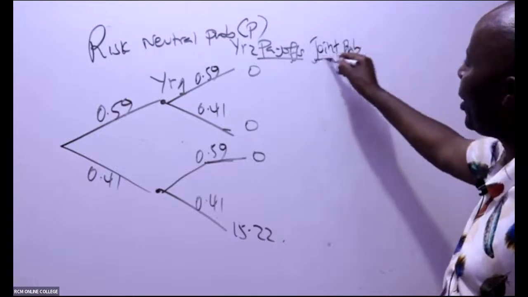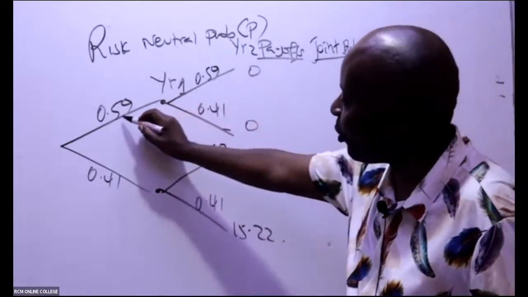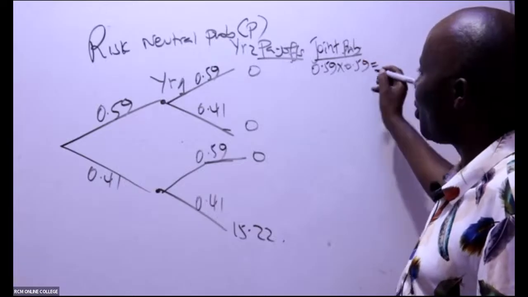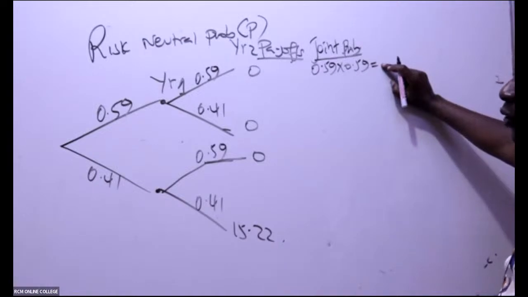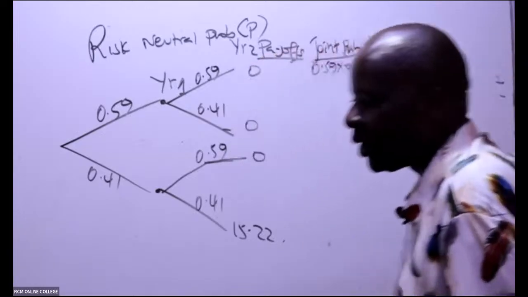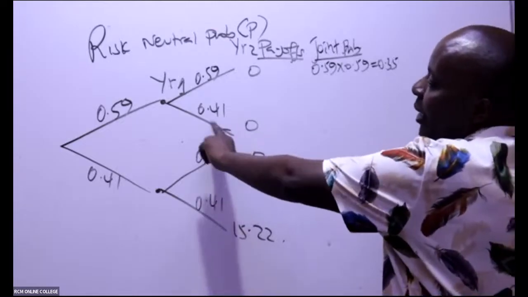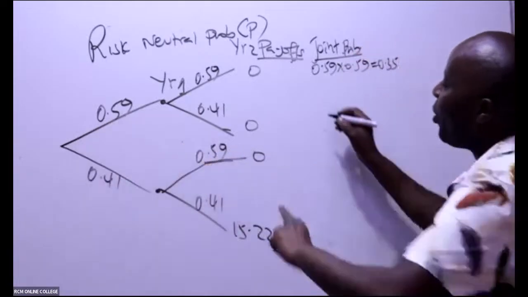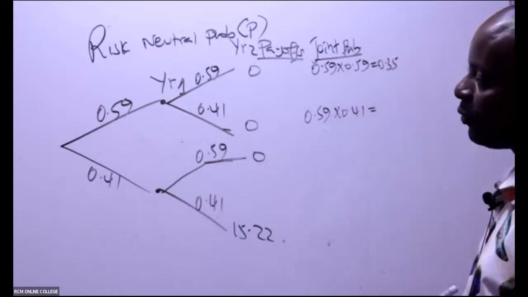Joint probabilities. So for branch 1, you know it is 0.59 times 0.59, because you follow through. Is there somebody who can give me this to 2 decimal places? Joint probability: 0.35, right? Now look at branch number 2. This will be 0.59 times 0.41, which will end up giving me what figure?